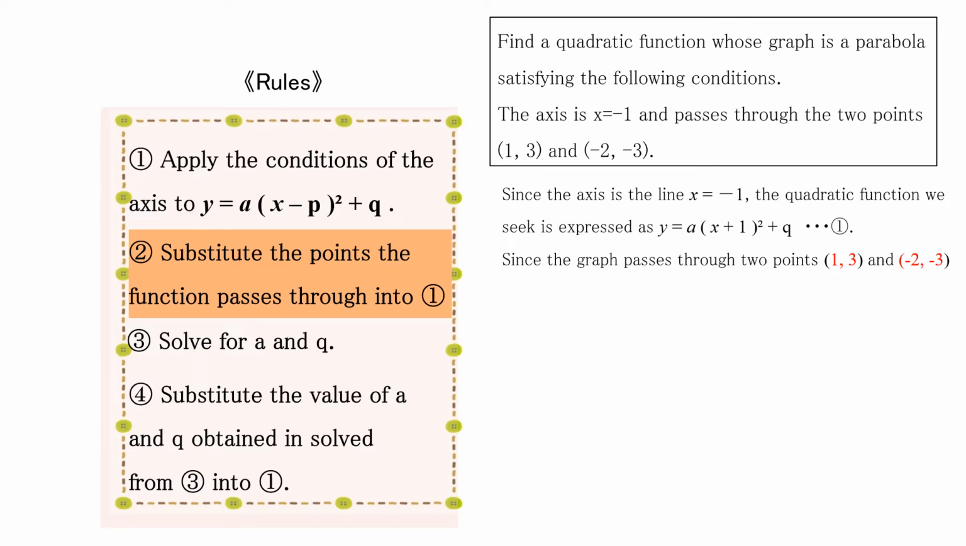So we substitute and get 3 equals a(1 plus 1) squared plus q, and -3 equals a(-2 plus 1) squared plus q. Let those equations be 2 and 3, respectively.